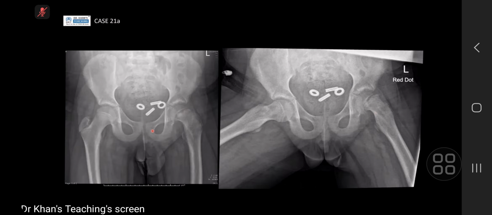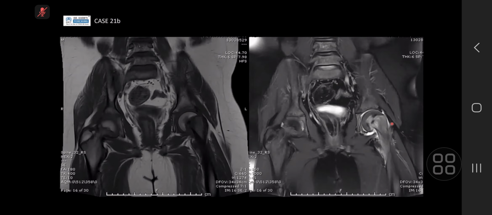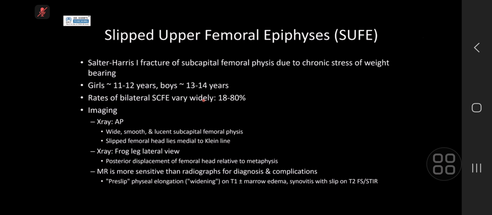So that's slipped. And then if we look at the next slide, which is the MRI, you can see the slip quite nicely with adjacent marrow edema. It's best to see the physeal widening here, compared to this nice thin black line, with reactive edema. An important thing to note is whether there's a slip on the other side, because one slip can herald another slip. I can't remember what percentage is bilateral. It might be in the next slide. Yep, so 18 to 80%. Often we call it a Salter-Harris 1 fracture because it's through the physeal growth plate, or the physis. There's chronic stress or weight bearing. Often it's in children who are a bit bigger, with a higher BMI.